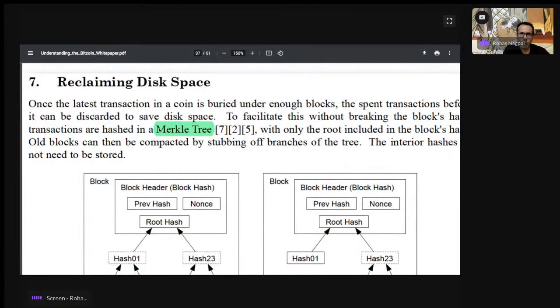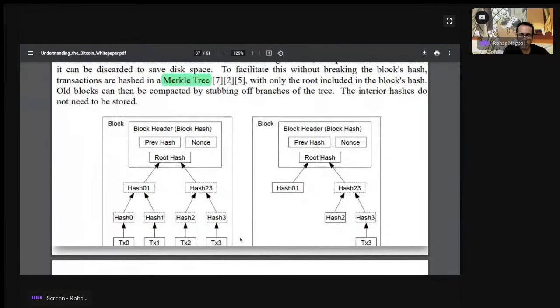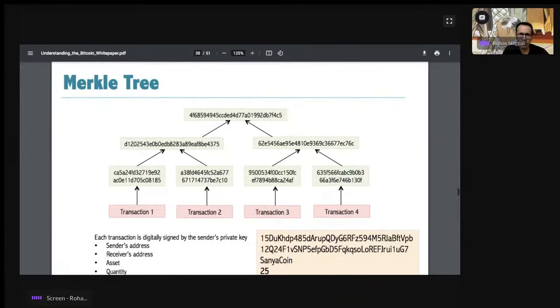Now, we spoke about Merkle trees. Why are they used? Obviously, the reason is pretty simple: to reclaim disk space. We don't want that, because if there are 10,000 transactions and we store 10,000 hashes in the header, it becomes too much. So that's why we only put one, and that's why the concept of Merkle tree comes in, which I've already explained to you. So this was the Merkle tree.